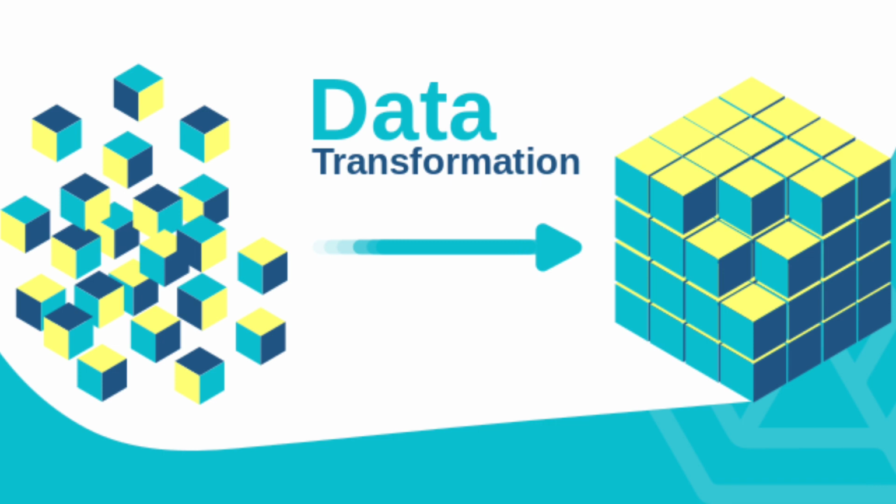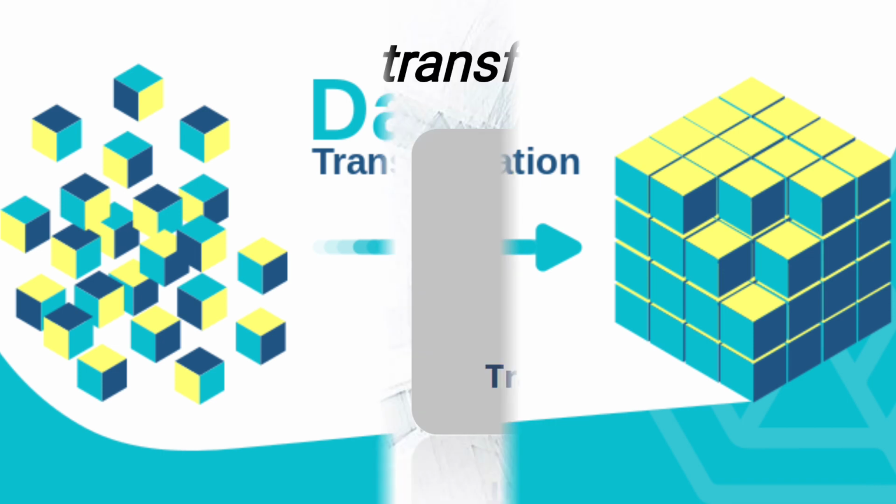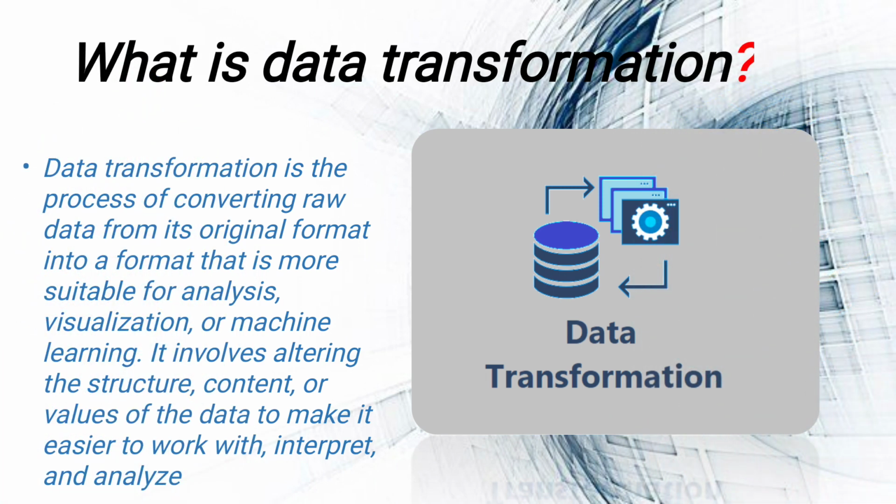Now I am here to discuss data transformation techniques in data science. First we ought to know what data transformation is. Data transformation is the process of converting raw data from its original format into a format that is more suitable for analysis, visualization or machine learning. It is the process of converting data from one format, structure or representation into another.